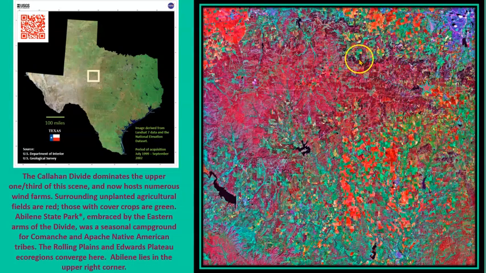The Callahan Divide dominates the upper third of this scene. It is southwest of the city of Abilene. Abilene State Park was a seasonal campground for Comanche and Apache indigenous tribes. The edge of the Callahan Plateau here is dotted with multiple wind farms.